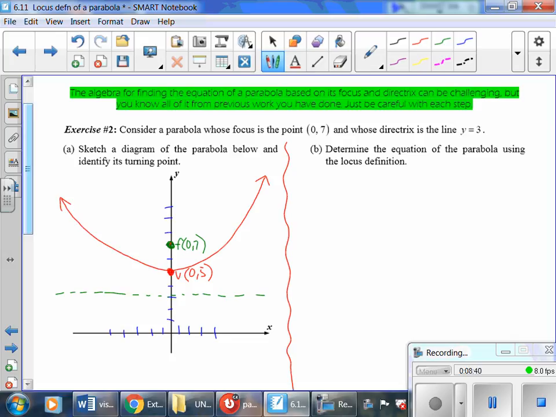So let's pick a point. How about this point right here? And we're just going to call it xy. Now, what they're saying is the distance. Now, I should use a different color. I'm kind of running out of colors here. Oh, I can add a couple. How about purple? So the distance from here to here has to be the same as the distance from here to here. Remember, that's a perpendicular line.